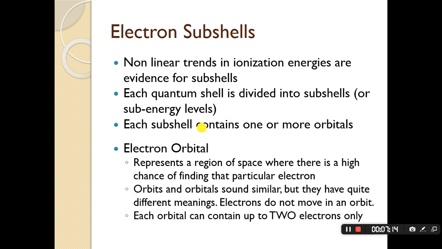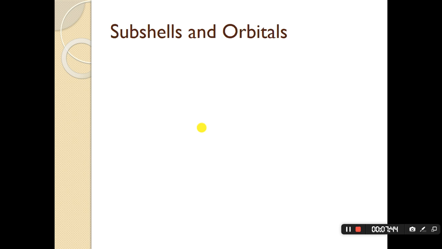Each orbital, which is the region of space in which we find an electron, can contain up to 2 electrons only. The reason for that is that if you have more electrons stuffed into the same space, electrons are negatively charged, so they will repel each other, and that's going to cause a lot of repulsion, and that wouldn't be a feasible arrangement for the atom. So each orbital can't sustain more than 2 electrons.